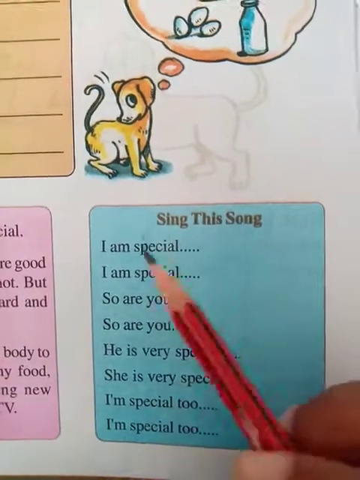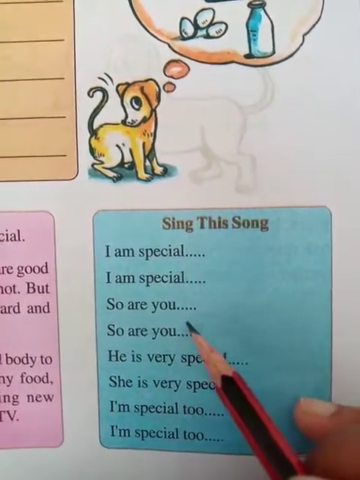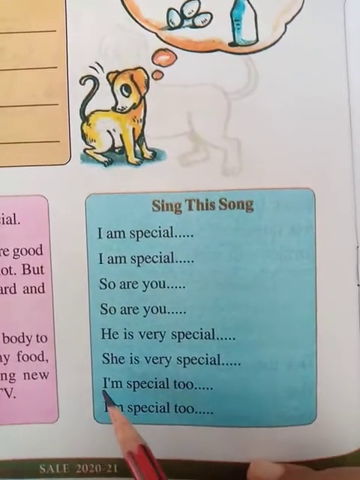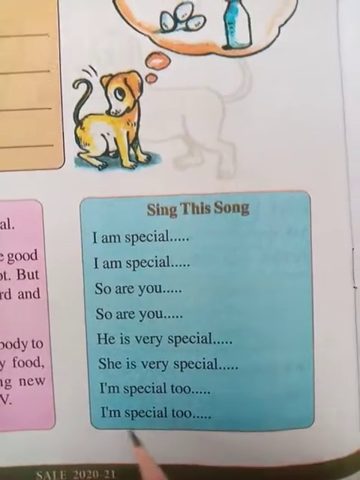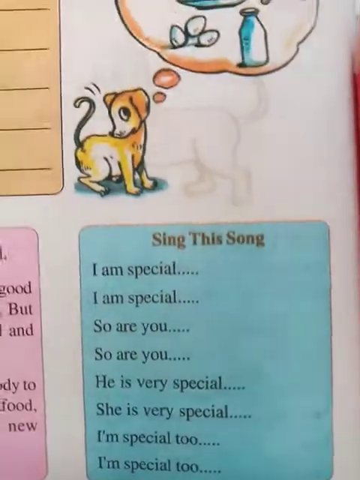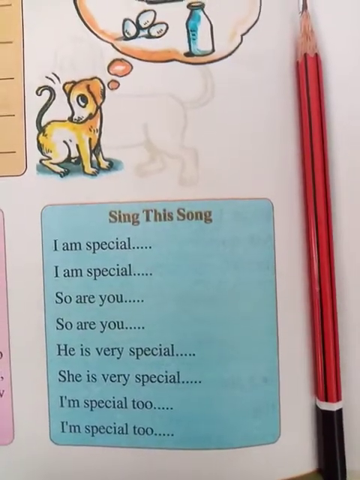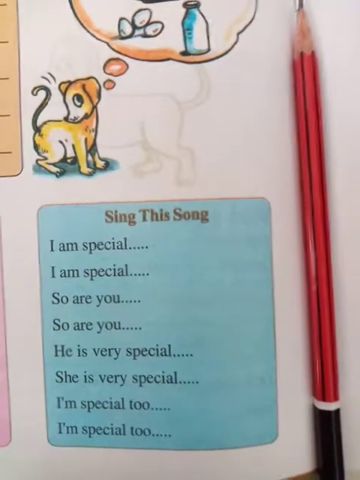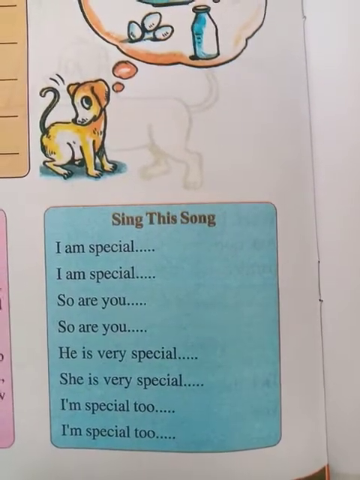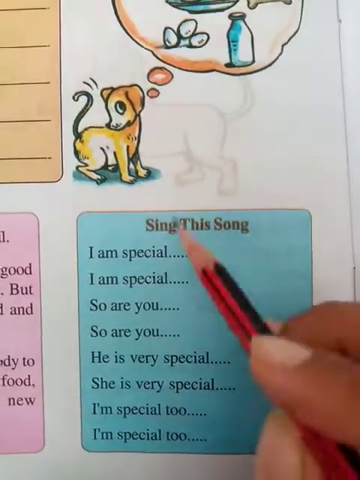Then sing this song. I'm special, I'm special. So are you, so are you. He is very special, she is very special. I'm special too, I'm special too. Here, everyone is special in their own way, okay? So you should not let anyone down.